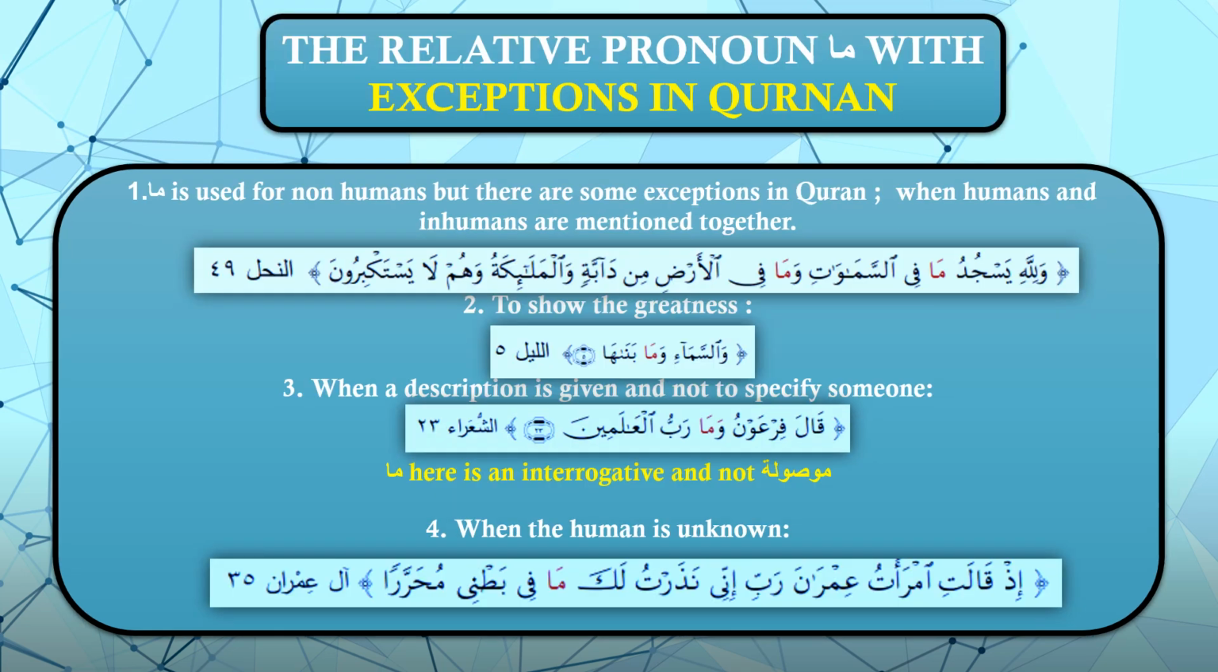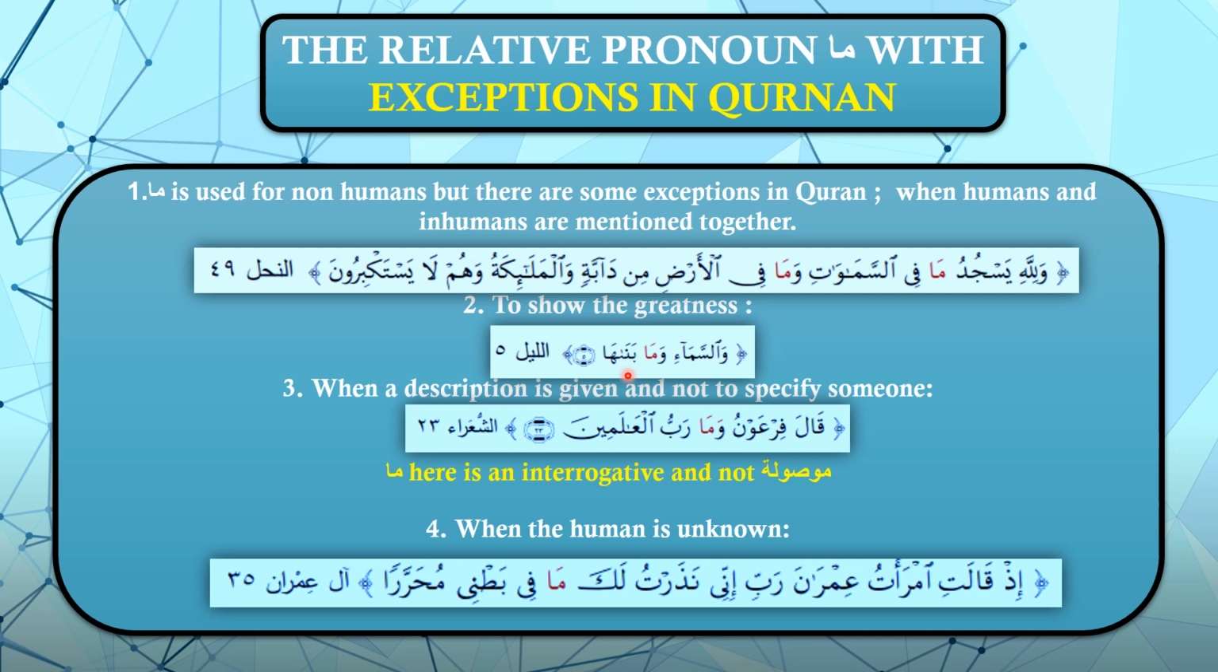Let's do the relative pronoun ma, with exceptions in the Quran. So the first example here, Allah subhanahu wa ta'ala says, and it's used for humans, wild animals and non-humans. For example, if you see this ayah, wa lillahi yasjudu ma fis-samawati wa ma fil-ard, it means you don't know what is in the sky and what is in the earth, the land, but it's being used for everyone. For example, dabba, the wild animals, al-malaika, they are not considered as humans, so for them also it's used as ma. Wahum la yastakbirun.